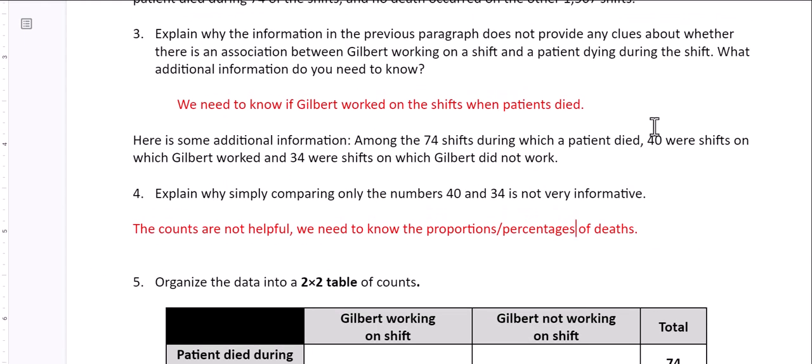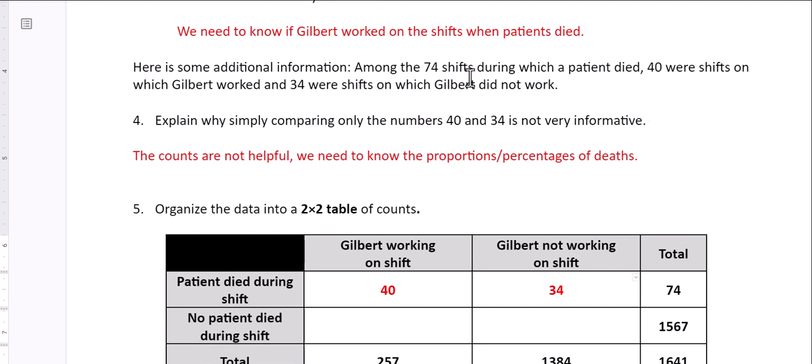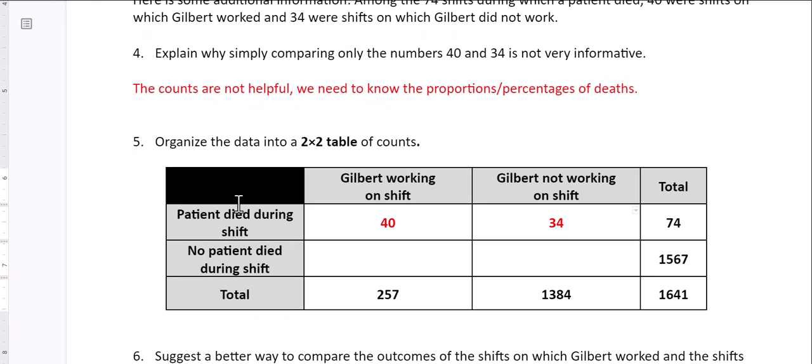Yeah, we know that 40 were shifts on which Gilbert worked and then 34 shifts she did not work when a patient died, right? Among the 74 shifts during which a patient died, 40 is when she was working. So that means that this number will be 40, which then means that this will be 34 because they have to add up to 74. Plus it also tells us 40 were shifts on which she was working, and then the other 34 she wasn't working. So a patient died, 40 died when she was working and 34 when she was not working.